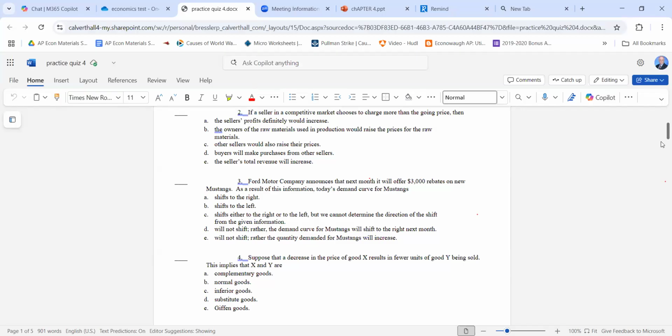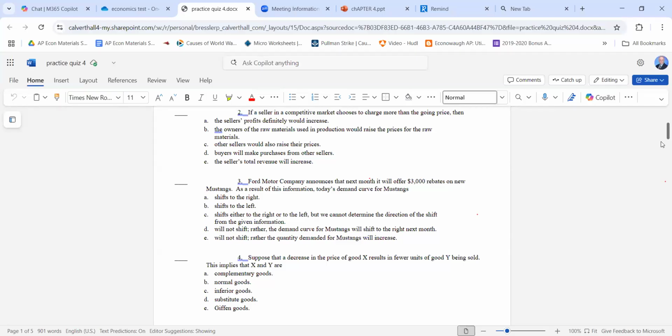Any other questions? If you look at question 4, they love asking questions like that. In question 4, it's about price. So normal and inferior goods cannot be the answer because they're about income. Okay. Giffen goods we didn't even learn about, so that's definitely not it. All right.